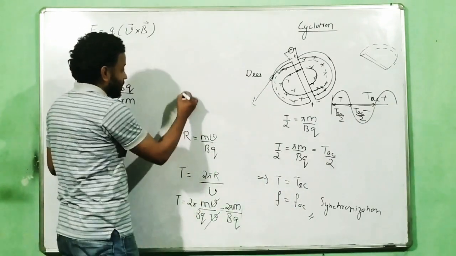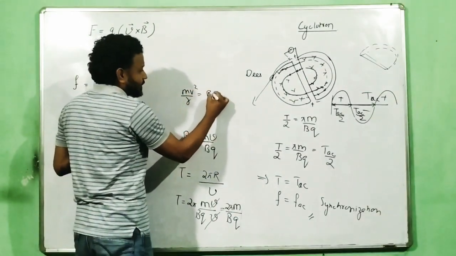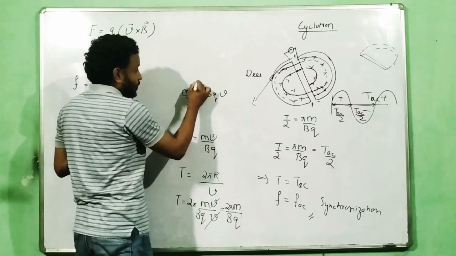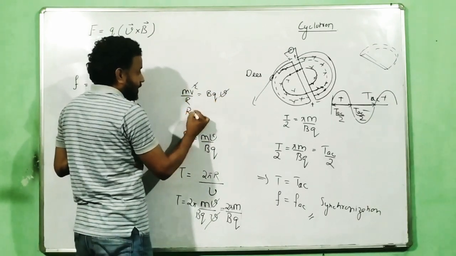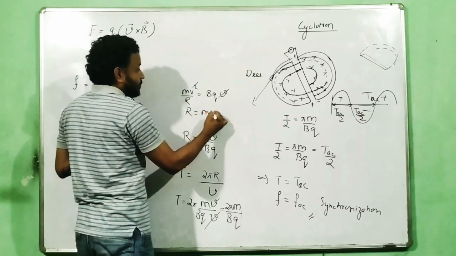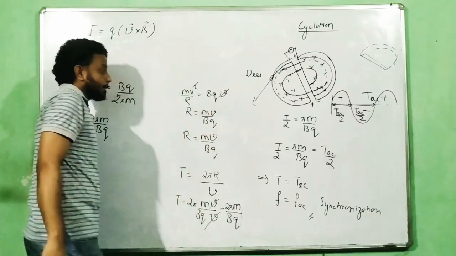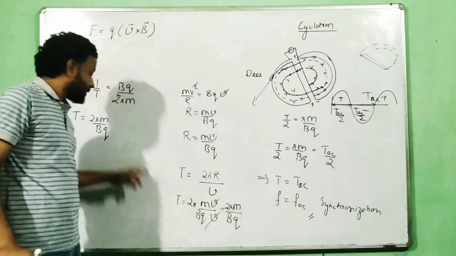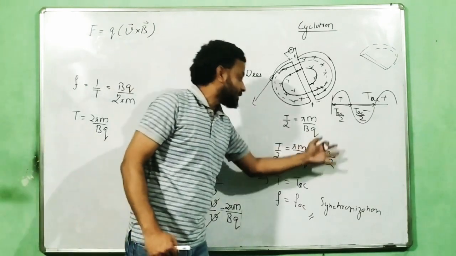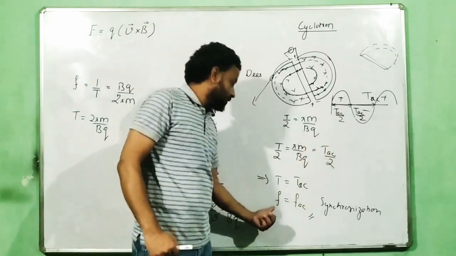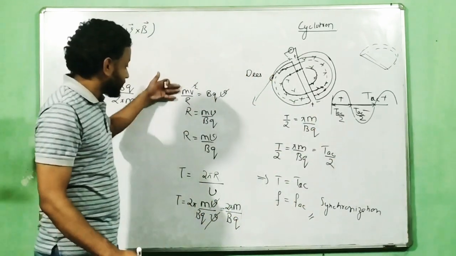If they ask you to derive everything, then you have to start the derivation from here. mv square by r, whatever we derived just now, is equal to Bqv. So one of the v gets cancelled out. So r is equal to mv by Bq. And then you will write that this T by 2 must be equal to T_AC by 2, and hence the frequency of this should be equal to the frequency of AC, and that is called synchronization. So just start from here.